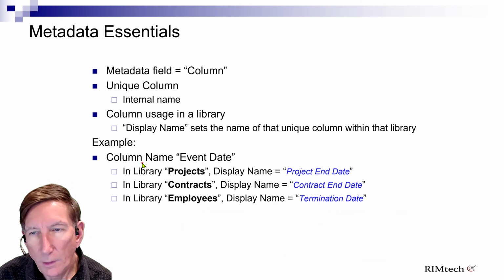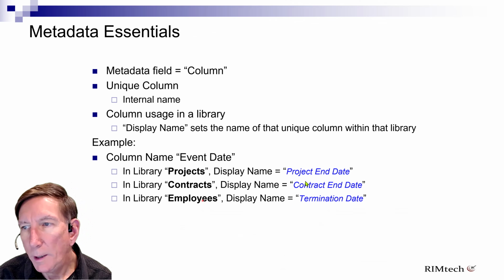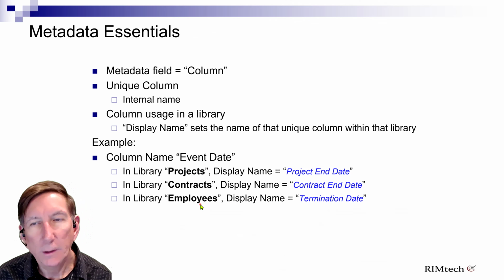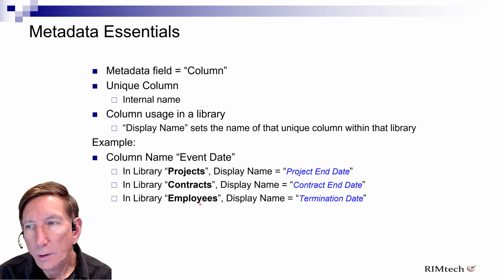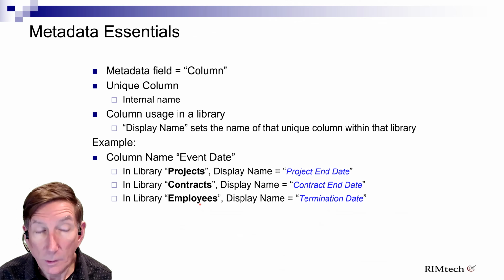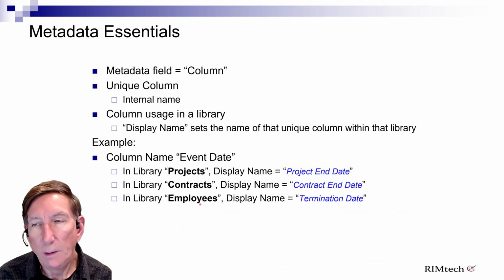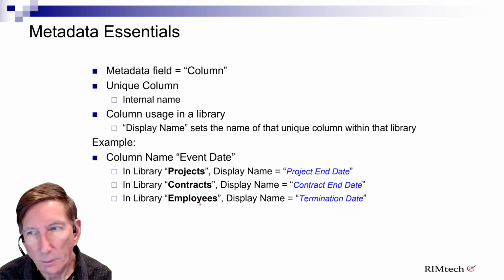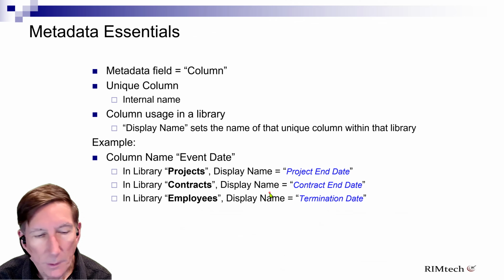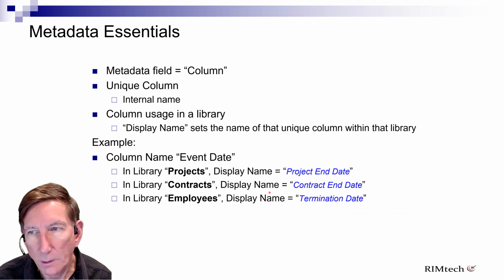So if you have 3 libraries called projects, contracts, and employees, you might have a column called project end date, contract end date, and termination date for employees, right? You could do this. You could, instead of having 3 separate columns, have one column called end date and use the same column in 3 different libraries, but with different display names. That's what I'm doing here, right? So in any SharePoint architecture, you want to minimize the number of unique columns.